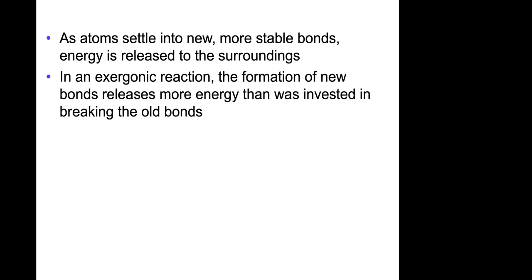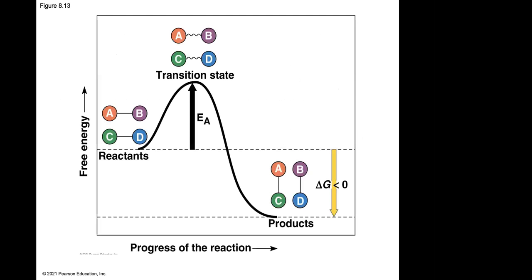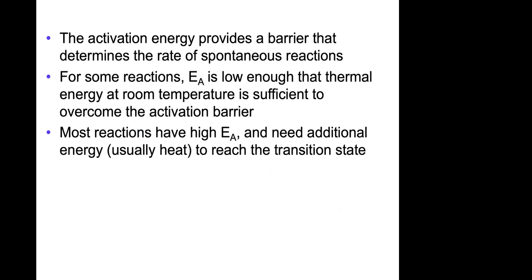As atoms settle into new, more stable bonds, energy is released to the surroundings. In an exergonic reaction, the formation of new bonds releases more energy than was invested in breaking old bonds. So here we have our reactants, the transition state, and then our products. And in order to get to the transition state, you have to climb that hill of the activation energy.